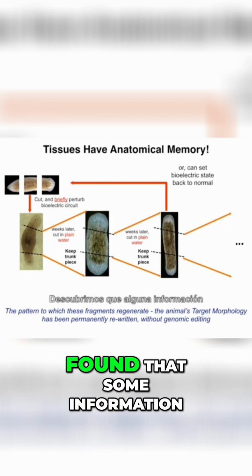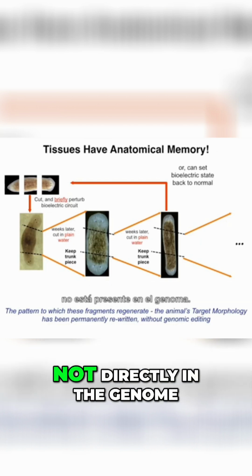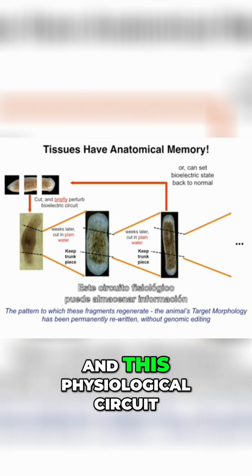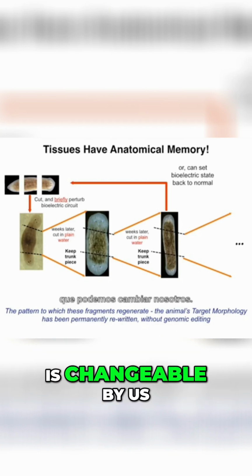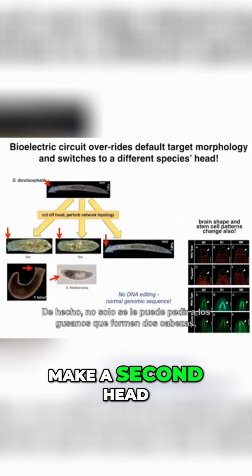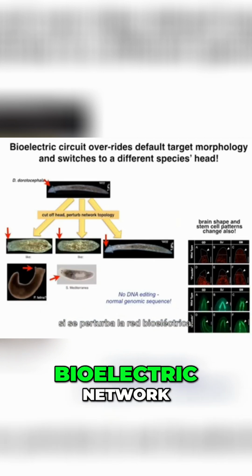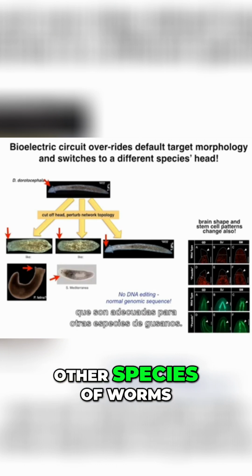So we have now found that some information is present in the physiological circuit that is not directly in the genome, and this physiological circuit can store information that is changeable by us. In fact, not only can you ask these worms to make a second head, if you perturb the bioelectric network, you can also get them to build heads that are appropriate to other species of worms.